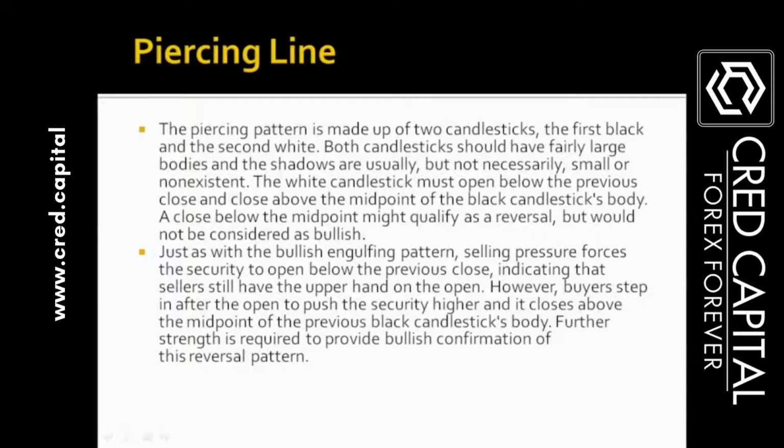Both candlesticks should have fairly large bodies, and the shadows are usually but not necessarily present, meaning shadows can be formed or cannot exist. Okay, it can be a shaven head. The white candlestick must open below the previous close and close above the midpoint of the black candlestick's body. A close below the midpoint might qualify as a reversal but could not be considered bullish.